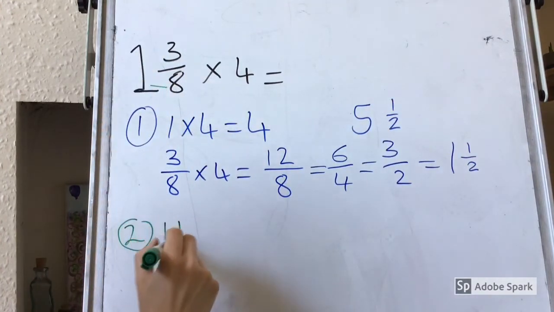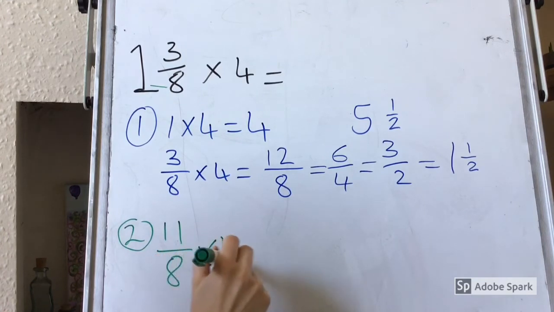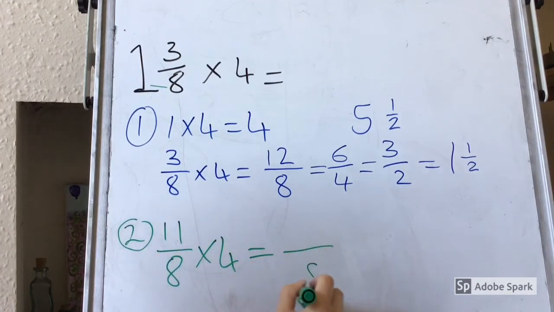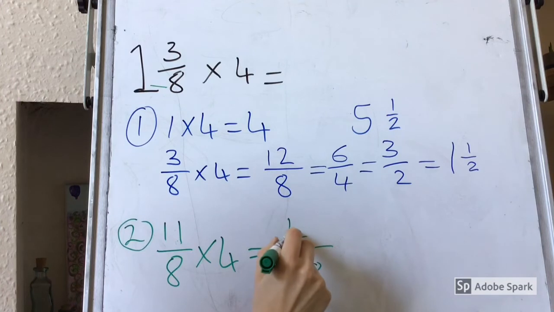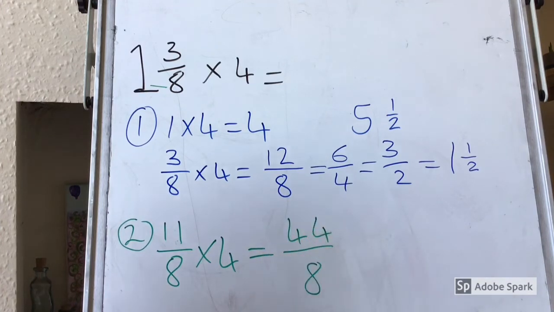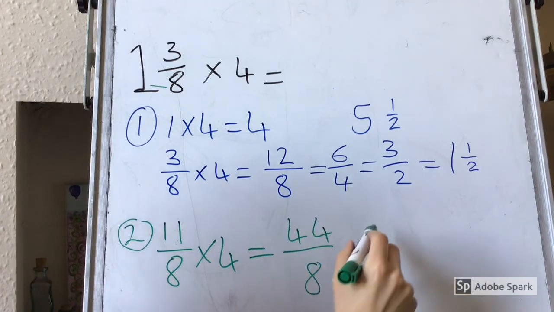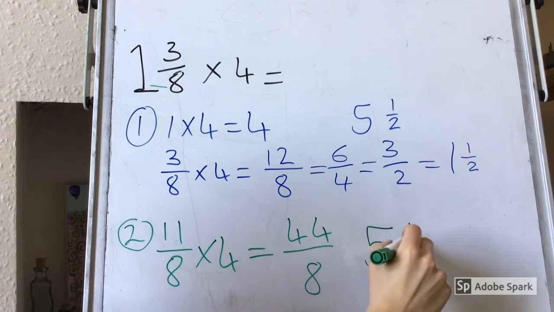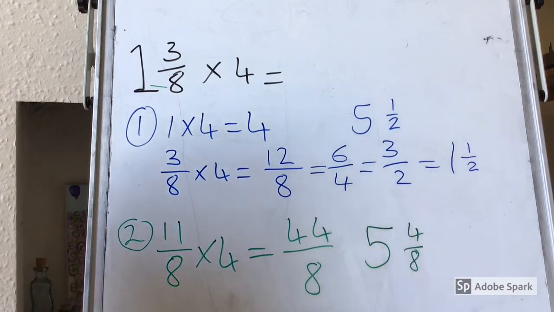So we know that 1 and 3/8 is the same as 11 over 8, and when we multiply this by 4, we get 44 over 8. We can change this improper fraction to a mixed number because we know that 8 goes into 44 5 times, and there are 4/8 left over, which can be simplified to 1/2. So we know our answer is 5 and 1/2.